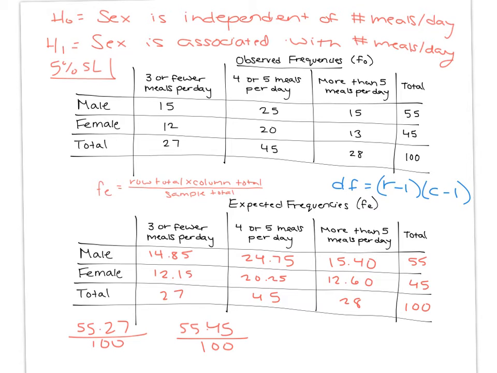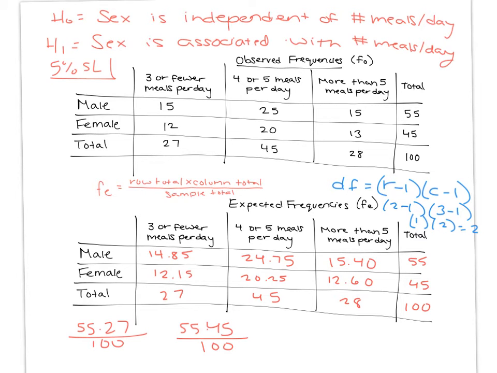So we can see that we have 2 rows here. And so that's 2 minus 1. And we can see that we have 3 columns right here. And so that's 3 minus 1. So 2 minus 1 is 1. 3 minus 1 is 2. So that's 2 degrees of freedom. Okay. And we are going to use that degrees of freedom in order to find our critical value.